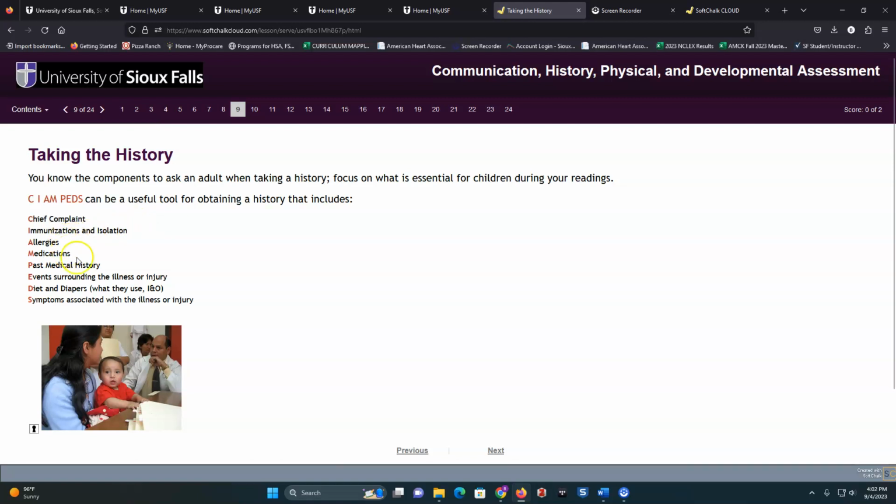Allergies should be the same in both. Medications will be the same. Past medical history, hopefully this one's a little bit smaller on your kid, but you never know. Events surrounding the illness or injury.